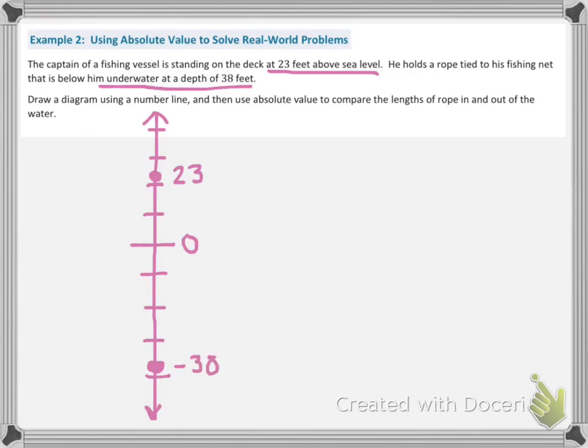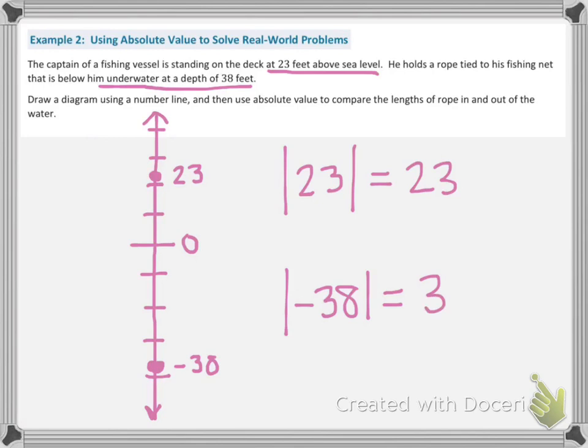And then if we use absolute values, we would say the absolute value of 23 is 23. So it's 23 feet of rope above the water line. And the absolute value of negative 38 is 38. Remember, absolute value is the distance. So we're talking about the distance from the water line, sea level, to the end of the rope. And so I can see that the rope that is underwater is more. There's more rope underwater than above.